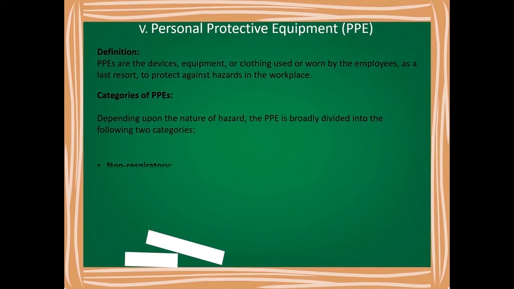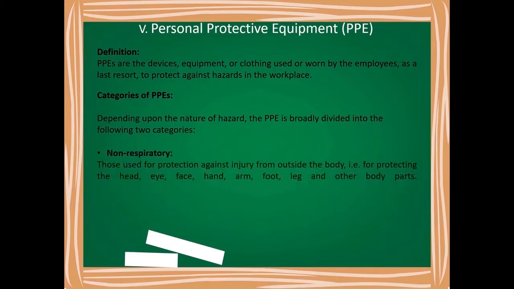Non-respiratory. Those used for protection against injury from the outside body, that is, for protecting the head, eye, face, hand, arm, foot, leg, and other body parts. Respiratory. Those used for protection from harm due to inhalation of contaminated air.